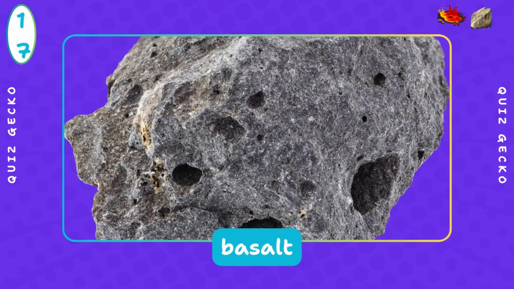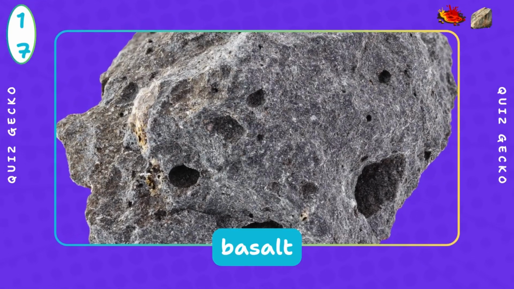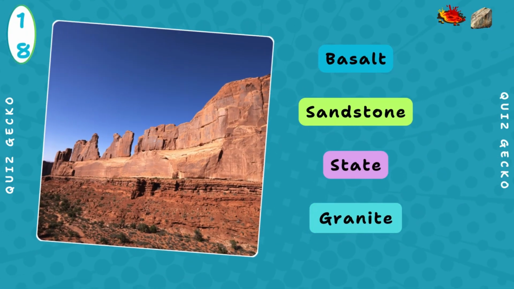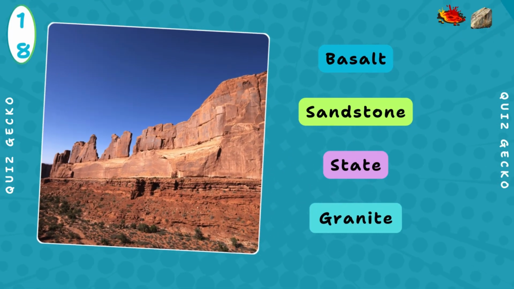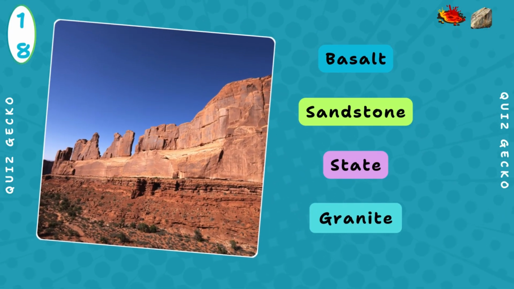Good job! Keep it going! It is basalt! Which type of sedimentary rock is composed of mineral grains and has a layered structure? Basalt, sandstone, slate, granite.